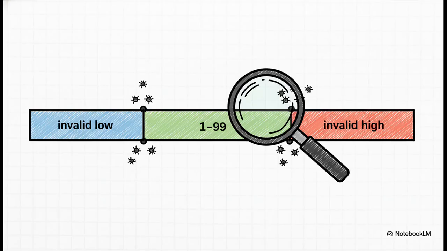But just testing one value from the middle of a group isn't quite enough, because as it turns out, a huge number of bugs love to hide right at the edges, the boundaries between these groups.